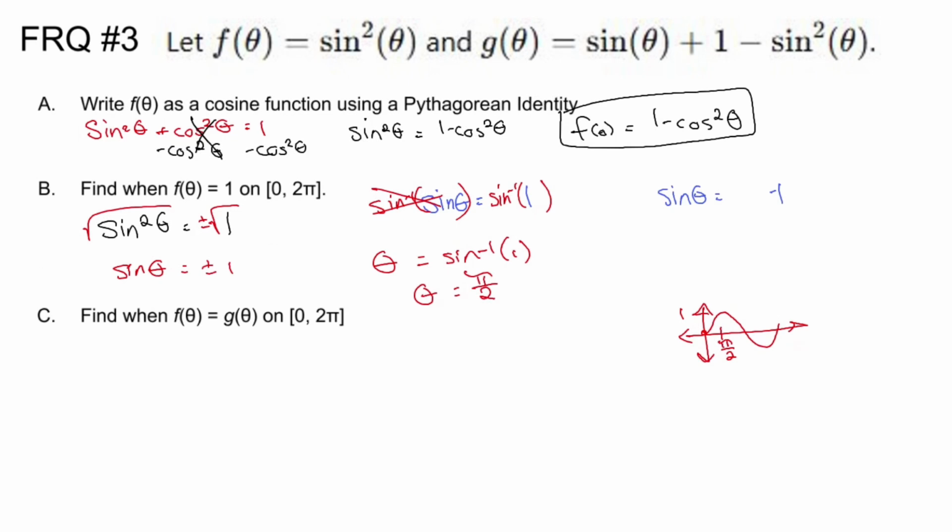Now we do the same exact thing over here, where we inverse sine both sides, theta is going to equal the inverse sine of negative 1. When does it bottom out at negative 1? Well, it bottoms out at negative 1 at 3 pi over 2. So this theta is going to be 3 pi over 2. So my answers for B are going to be theta equals pi over 2 and 3 pi over 2.